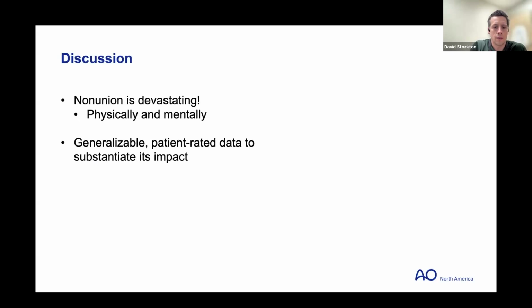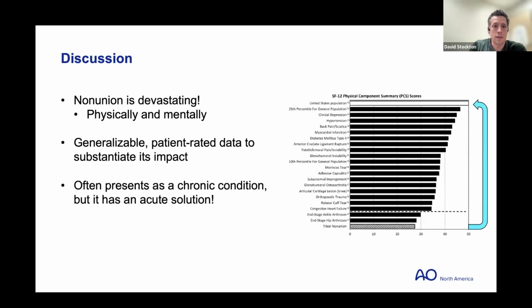I found that the outcomes from this paper were generalizable and they use patient-rated data to substantiate its impact. This is clearly and many times a chronic condition when it presents to traumatologists, but it does have an acute solution, and it is an opportunity to take people from quite a dark place to a place of reasonable function and benefit.